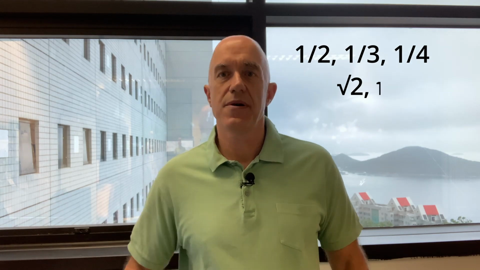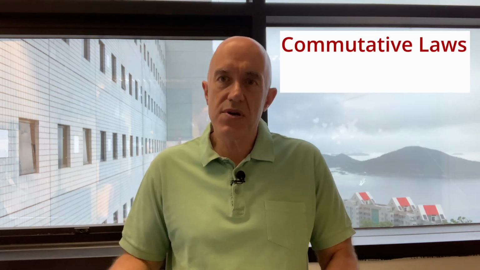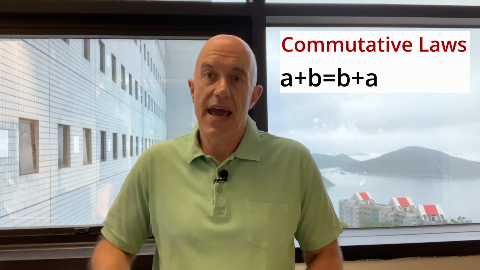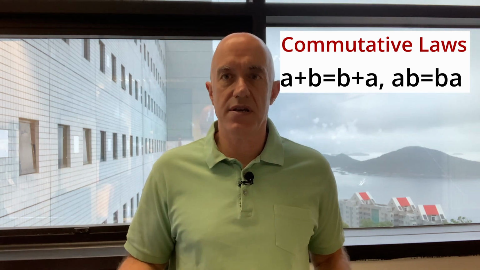To understand quaternions, we first need a short review about numbers. Let's start with the real numbers, like a half, a third, a quarter, square root of 2, pi, and numbers like that. We know that these numbers satisfy the laws of arithmetic. These are the commutative laws: a plus b equals b plus a, and a times b equals b times a. One law for addition, one law for multiplication.